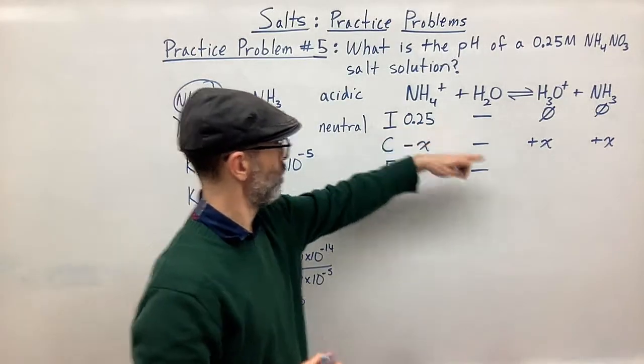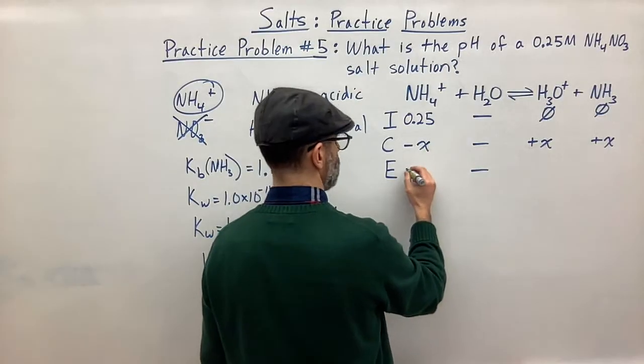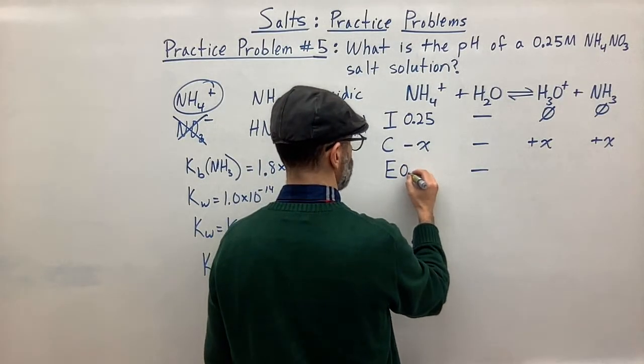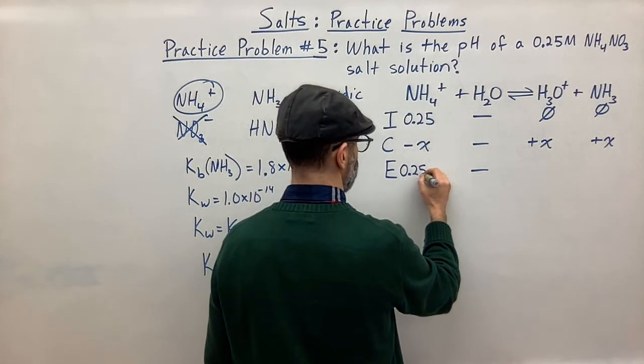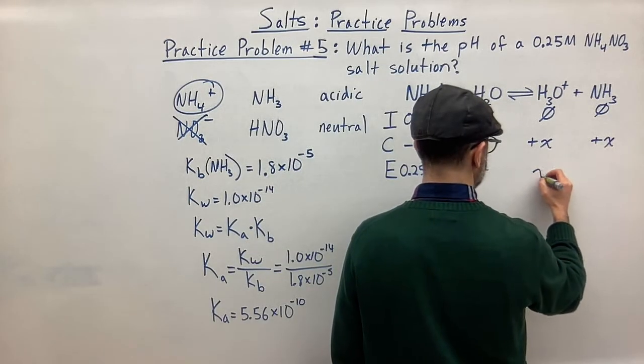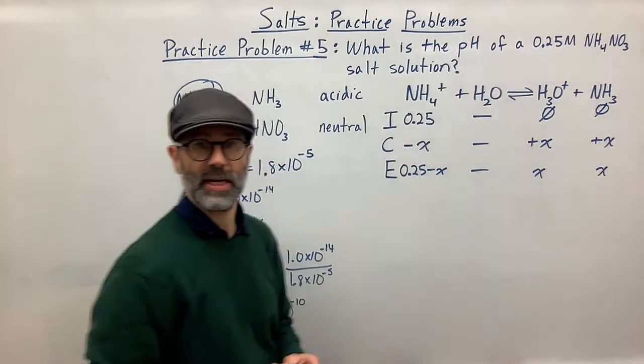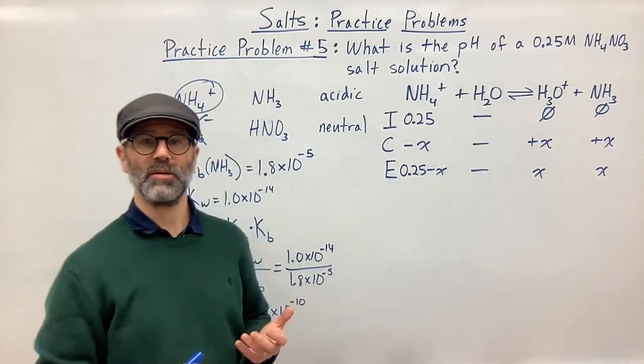Add the two rows together and you get, for this one, 0.25 minus X. And this is just going to be 0 plus X is X. 0 plus X is X. And so there's my completed ICE table.